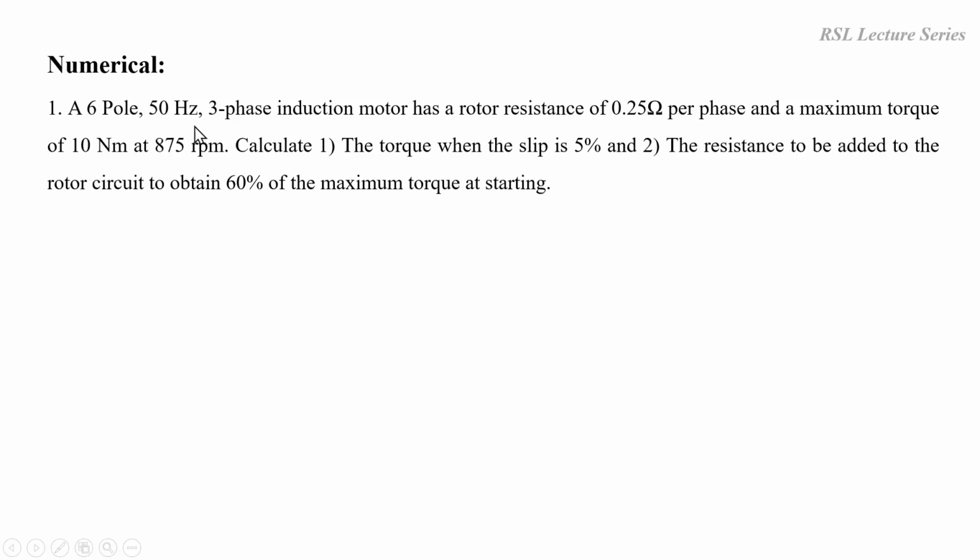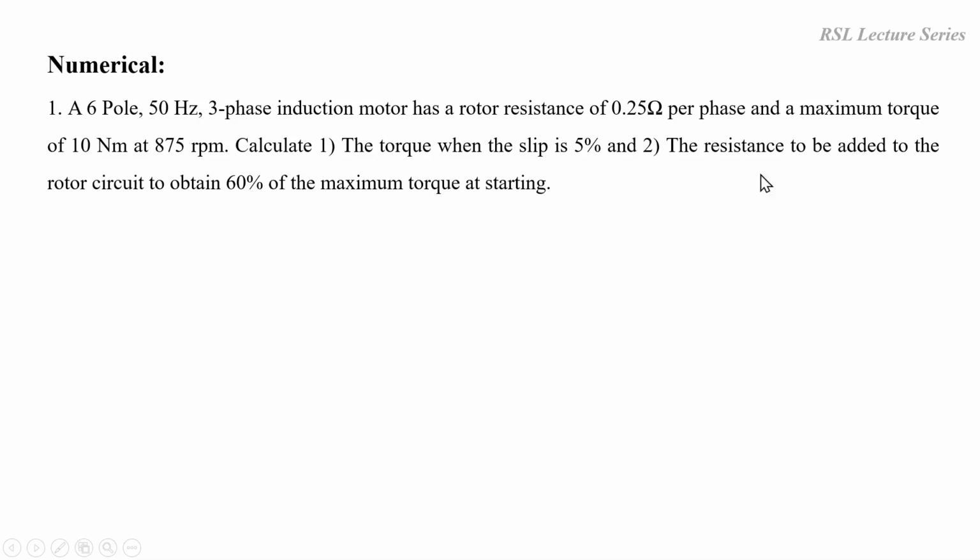Here the question is: a 6-pole, 50 Hz, 3-phase induction motor has a rotor resistance of 0.25 ohm per phase and a maximum torque of 10 Newton meter at 875 rpm. So the maximum torque is given as 10 Newton meter, the speed corresponding to maximum torque is also given as 875 rpm, the motor specifications are 6-pole, 50 Hz, 3-phase, and the rotor resistance is given as R2. Now we have to calculate the torque when the slip is 5%.